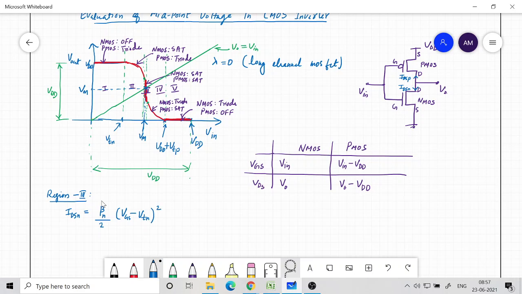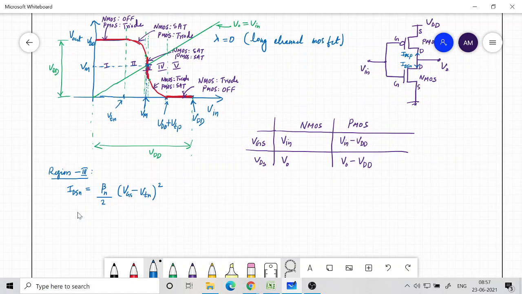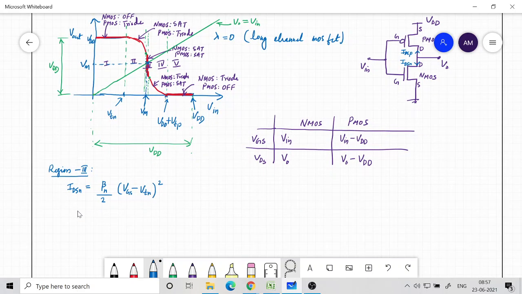So this is saturation due to pinch off. Saturation due to velocity saturation is unlikely for a long channel device. That also is a short channel effect. So we are taking the saturation equation due to pinch off. Current gets saturated due to pinch off. Channel length modulation I am also not taking, because it is a long channel device, I said.